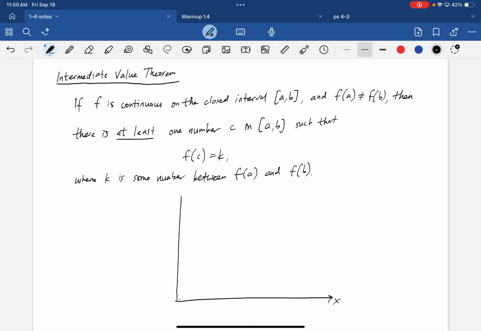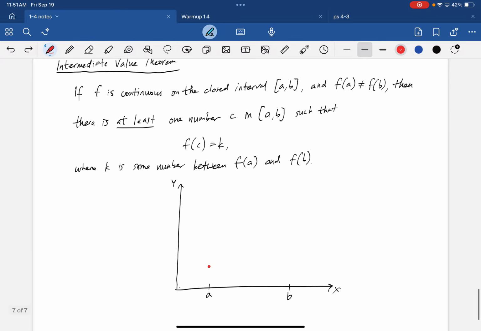Let's say I have my coordinates here, x and y. If I have a function that starts at x equals a and ends at x equals b, and let's say ends here, sorry. This is f of b, and this is f of a, right? Okay, and let's say k is just some number in between f of a and f of b.